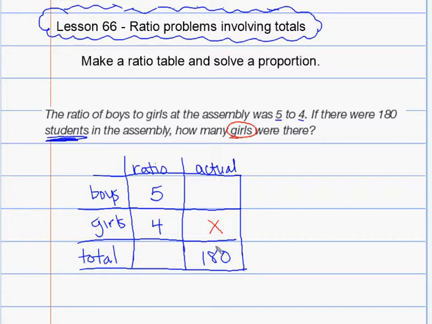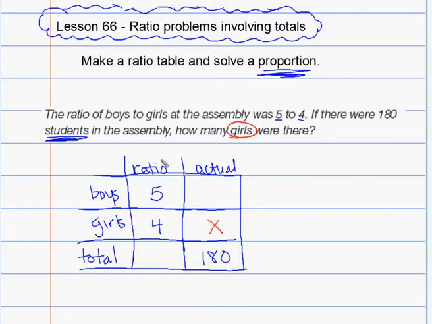Now, I need to write a proportion. So I need to have 2 complete rows filled in. One of them has to include my variable, and the other one has to include information from each of the ratio and the actual columns. Now, there is no way for me to know how many actual boys are in there if I don't know how many actual girls are in the assembly.